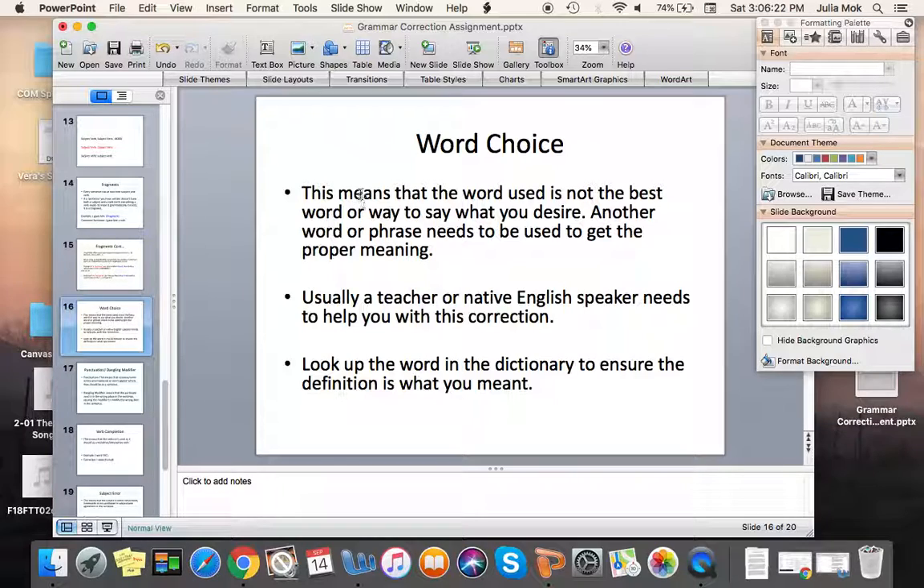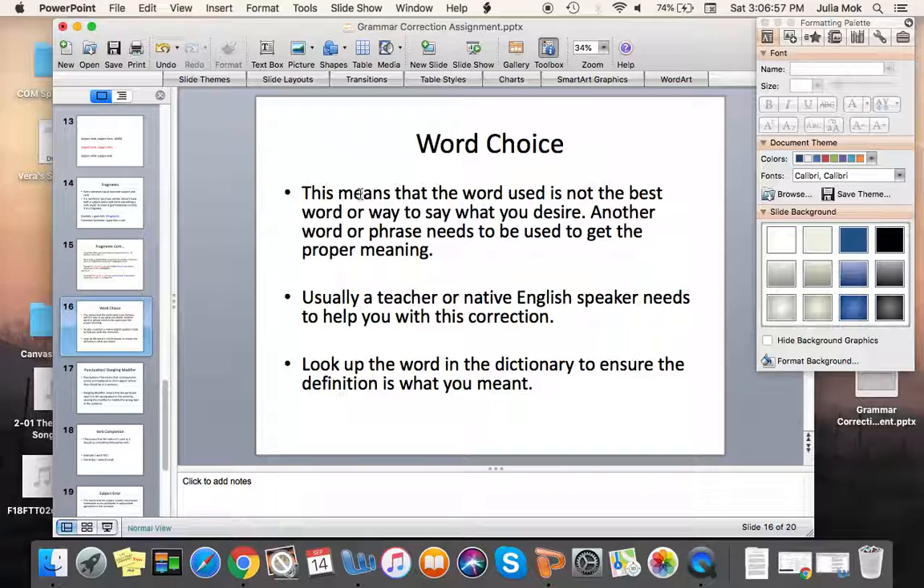And so a word choice error on your handout means that the word used is not the best word to say what you desire. Another word or another phrase needs to be used to get the proper meaning. And with this error, unfortunately, usually a teacher or a highly educated native speaker might need to help you with this kind of correction. But one thing that you could do is look up the word in the dictionary and look at some of the examples there to ensure that the definition is really what you meant.